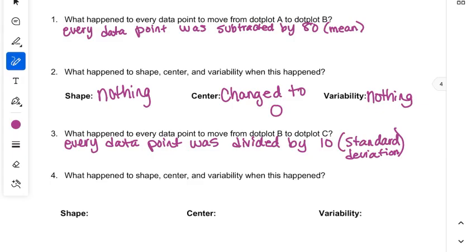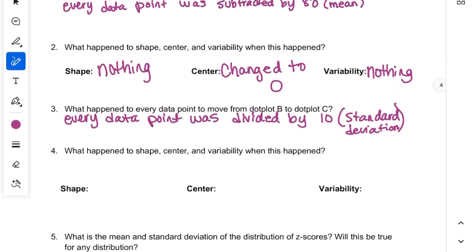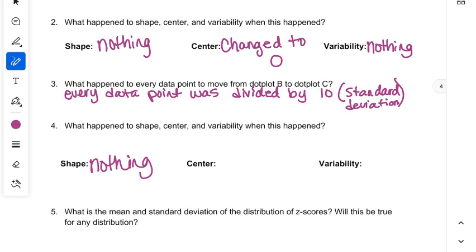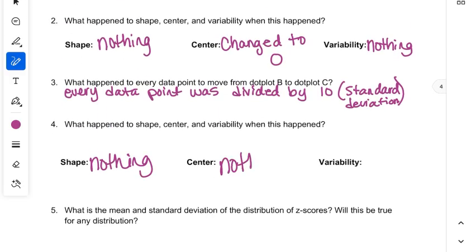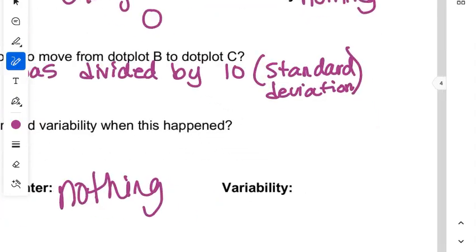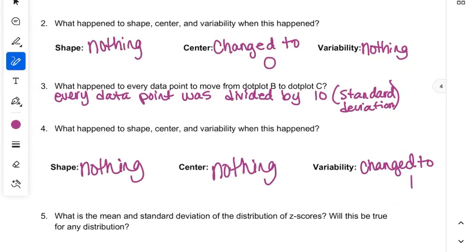Okay, so now we got to answer the questions again. Shape. Yeah, shape still looks the exact same, so that's great. So nothing happened. Is the center still at 0? Yeah, so we're good there, so nothing. Variability would be our x-axis, like the scale. Was that changed? Yes. So it was changed to 1 by dividing by 10.